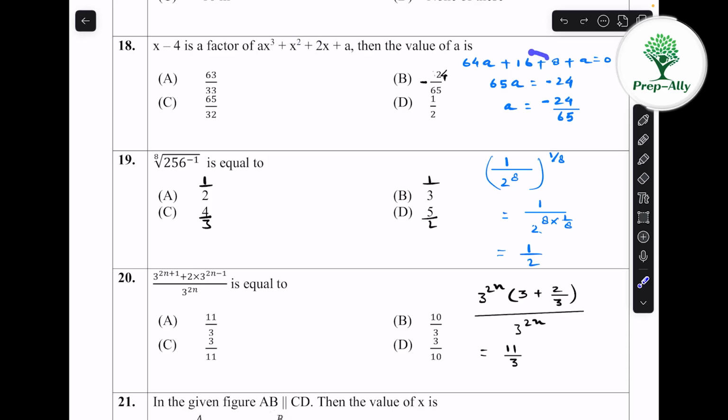So see here, 16 plus 8 is 24, and 64a plus a, 65a. So 65a equal to minus 24. So a equal to minus 24 upon 65, right? This one is the correct answer.